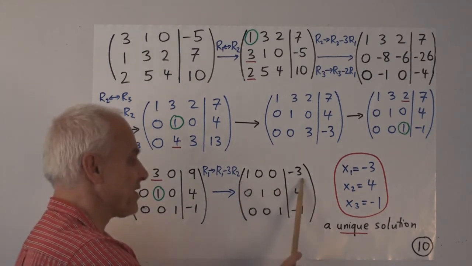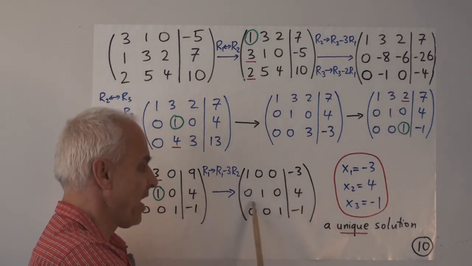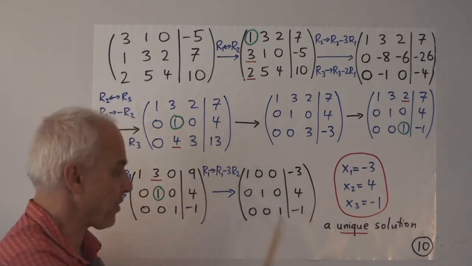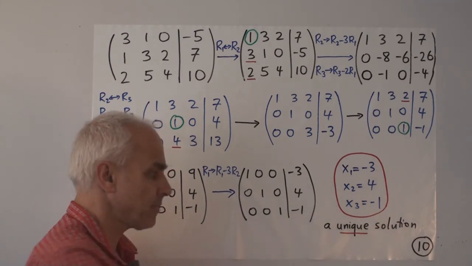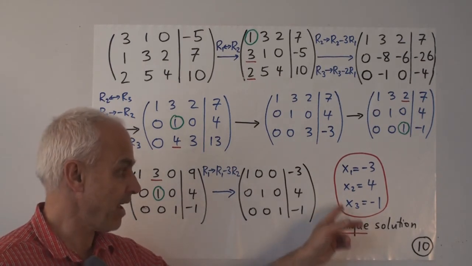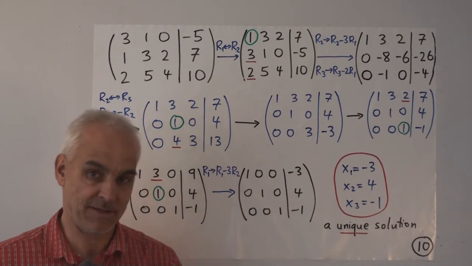And now we can read off the solutions. The first equation reads x1 equals minus 3. The second equation reads x2 equals 4. And the third, x3 equals minus 1. There are no parameters. There's a unique solution. x1 has to be this, x2 has to be this, x3 has to be this.